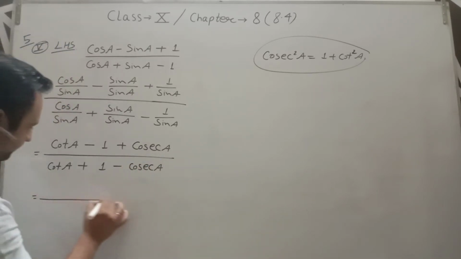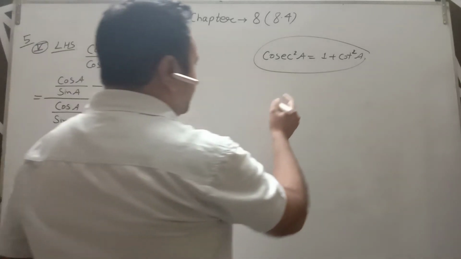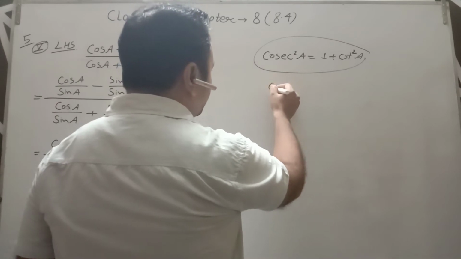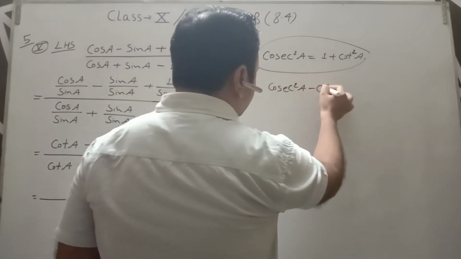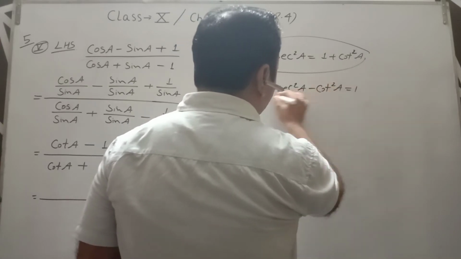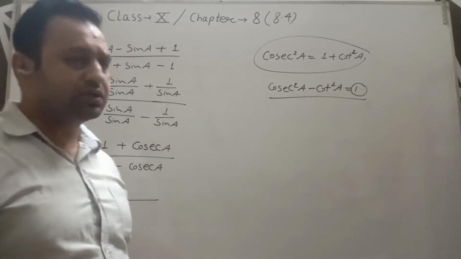After this we use the formula, but in this LHS there is not square of any trigonometric ratio. Then how can we apply the formula? We can apply the formula in the form cosec square A minus cot square A is equal to 1, that is, we replace 1 by cosec square A minus cot square A.